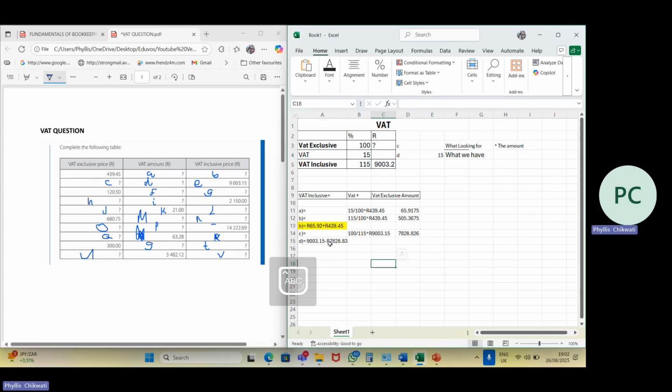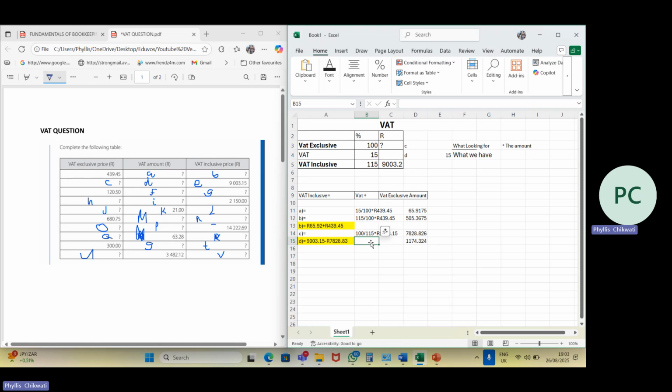Okay, so I'm going to highlight this in yellow. The second alternative of calculating this VAT portion: it's going to be your 9,003 minus your 7,000, and it should give us our VAT portion is 1,174.32.